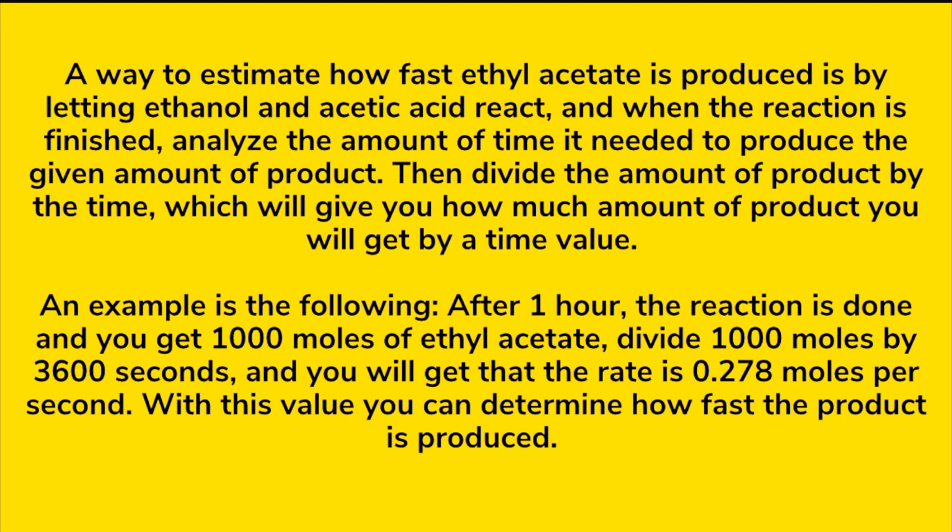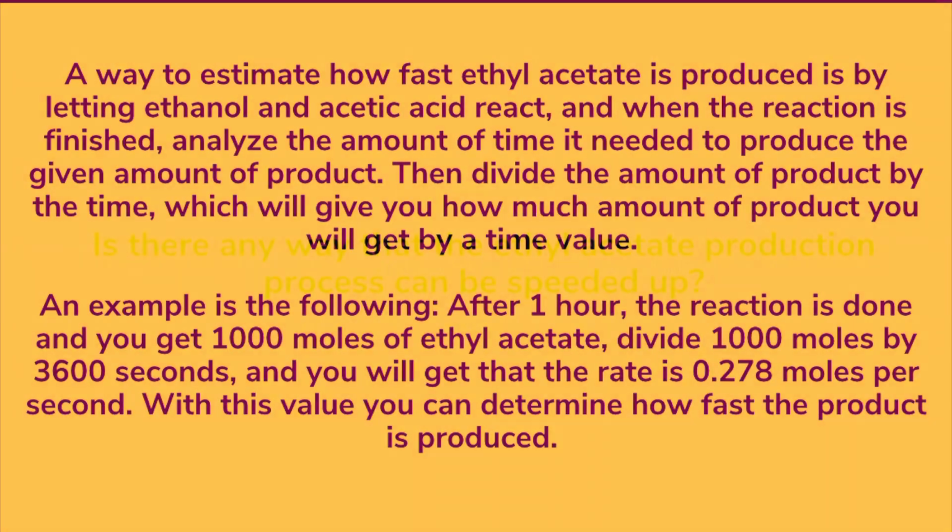An example is the following. After 1 hour, the reaction is done and you get 1000 moles of ethyl acetate. Divide the 1000 moles by the 3600 seconds, and you will get that the rate is 0.278 moles per second. With this value, you can determine how fast the product is produced.